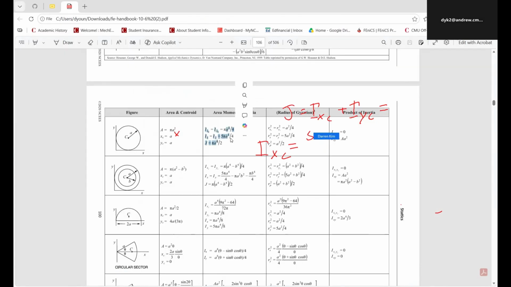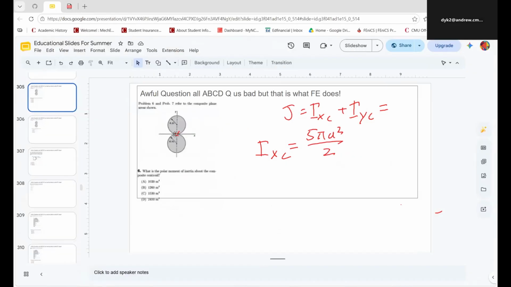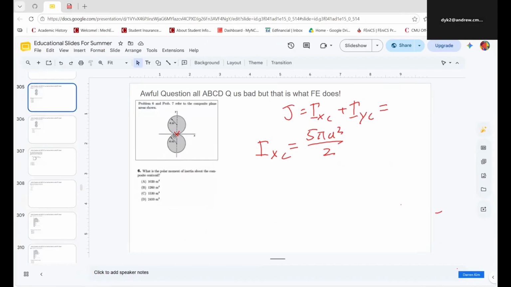So we can actually use 5 pi a squared divided by 2 for moment of inertia in the x direction. So we can shortcut a little bit of it because we already have it. So that's multiplied by 2. So we have that at our disposal, right? Yeah. With that said, we can do that.